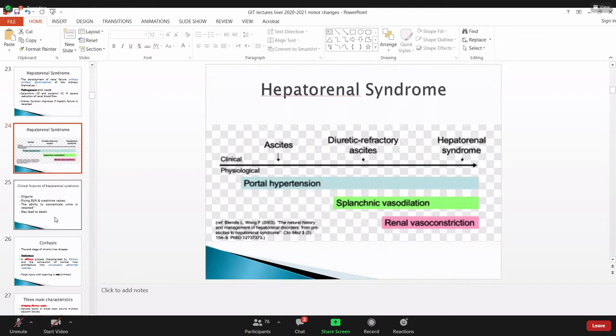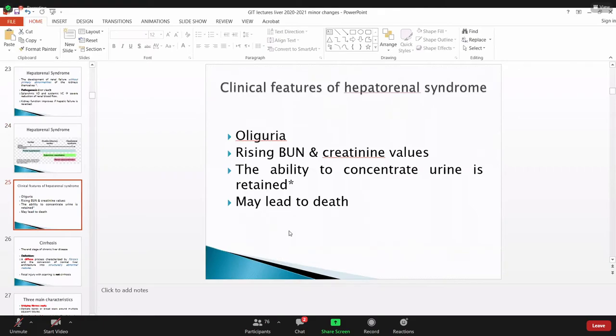They present with symptoms resembling acute renal failure. They develop oliguria, which is a decrease in the amount of urine excreted per day. We say oliguria when it is less than 400 milliliters per 24 hours. So if you collect urine over 24 hours and it is less than 400 ml, we call it oliguria. There are rising blood urea nitrogen and creatinine values, which are indicators of renal failure. The ability to concentrate urine is retained. Usually the tubules are still viable and functioning, but the problem is in renal blood flow. It may lead to death in severe cases.